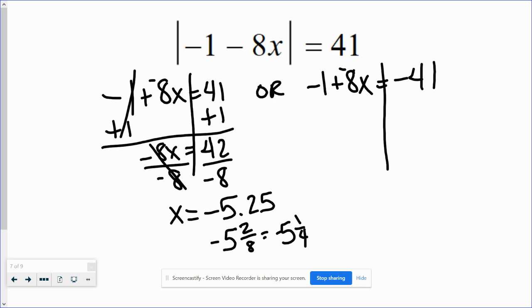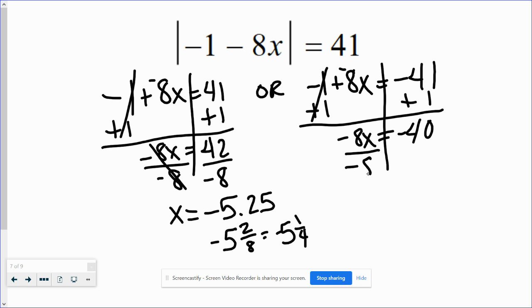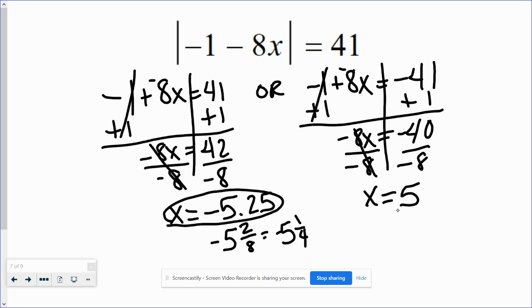When I solve the second equation, same steps. I'm going to add 1. But this time, negative 41 plus a positive 1 gives me a negative 40. That one's nicer. When I divide by negative 8, that's going to give me positive 5. So negative 5 1/4 and positive 5.